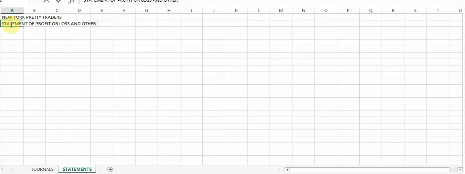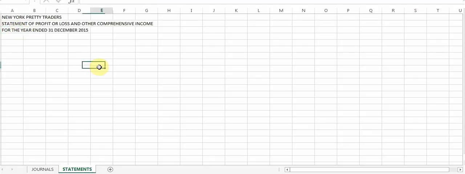and other comprehensive income, and it is for the year ended 31st December 2015. Right, so what is a statement of profit and loss?